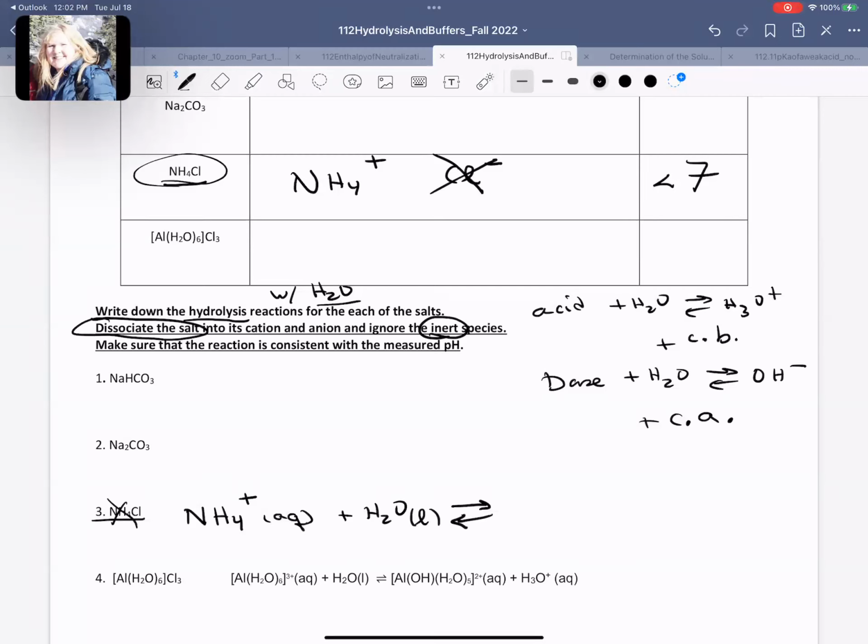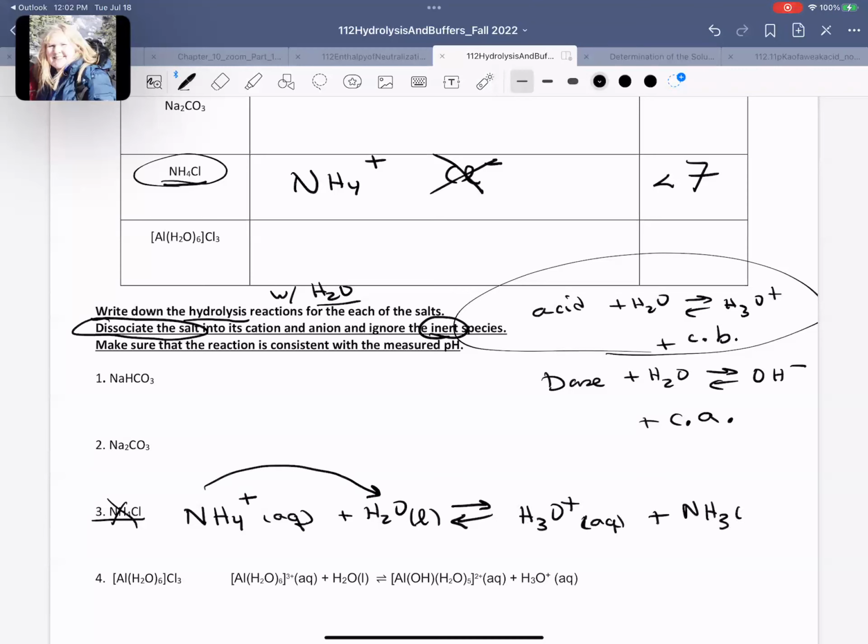If you have a positive charge on something, it's much more likely to be an acid than a base. So we're going to consider this reaction right here, and we're going to make hydronium, aq, plus the conjugate base. The conjugate base is what's left after I have donated that proton. For the case of ammonium, that is going to give us NH3 aqueous, and that is the correct hydrolysis reaction. So remember, when you do these, dissociate the salt into the cation and the anion. Ignore the inert species.